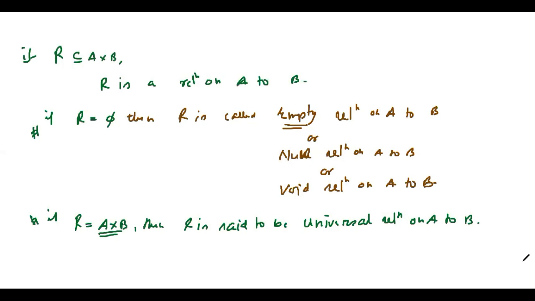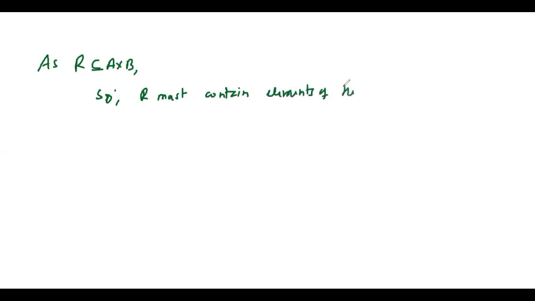Now the last point I'll discuss for today. Next day we'll discuss types of relations, etc. As R is a subset of A cross B, R must contain elements of the form of ordered pairs (a, b), where a belongs to A and b belongs to B. R must contain this kind of elements only.